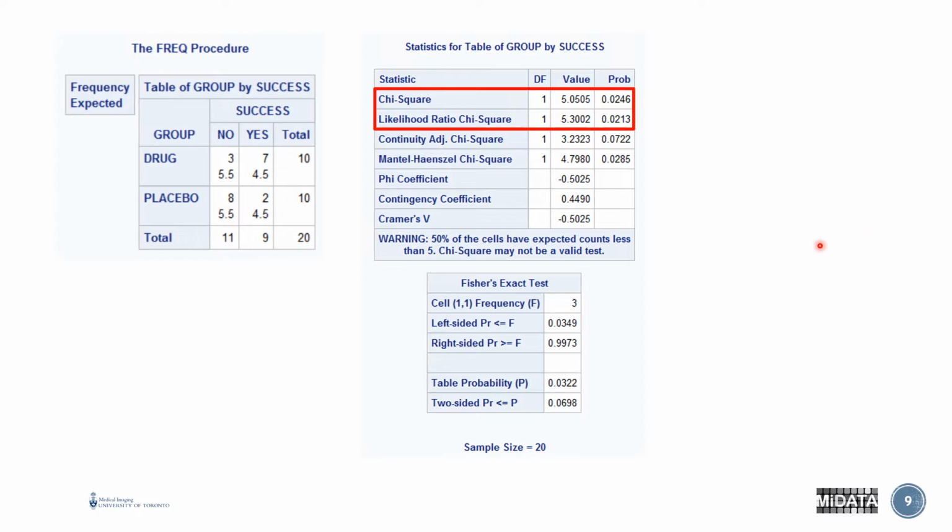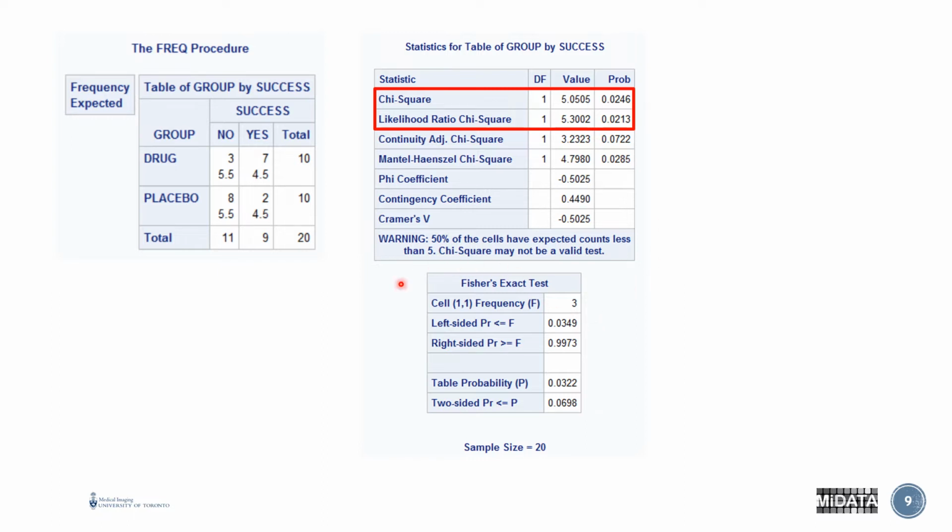Okay, so let's look at the outcome of our chi-square and Fisher's exact. So once again, this here on the left is just the two-way table giving our expected frequencies. And if we look over here, the first test to be listed is our chi-square. I'll also point out here the likelihood ratio chi-square, which we're going to talk about in a minute. We did talk previously about the continuity adjusted chi-square. Here it is. Remember that the continuity adjusted chi-square is often used when the numbers are small.